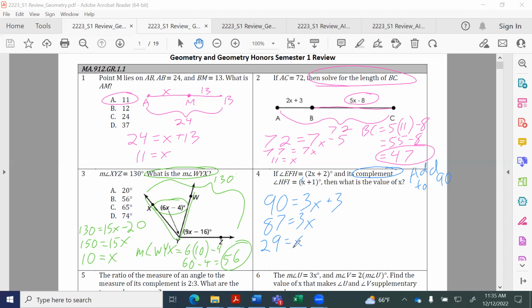Now, is that our answer? Or do we need to plug it back in? Well, we don't plug it back in. That's your answer. On this one, we were looking for the value of x. So that's going to be it.